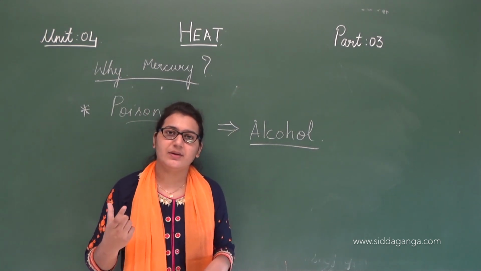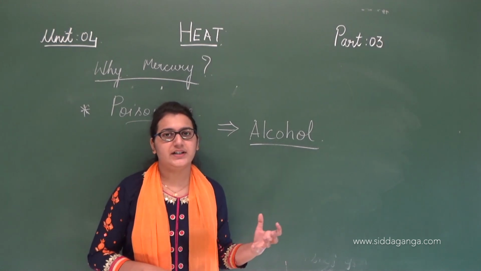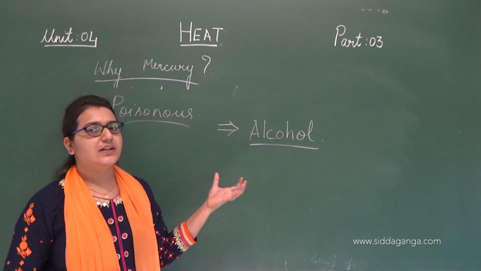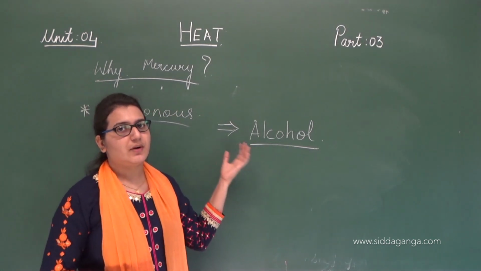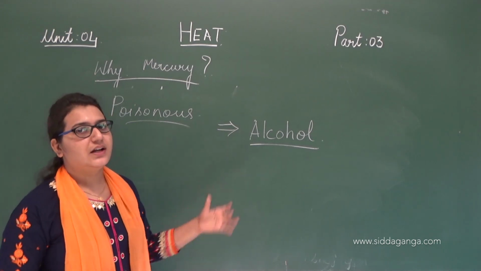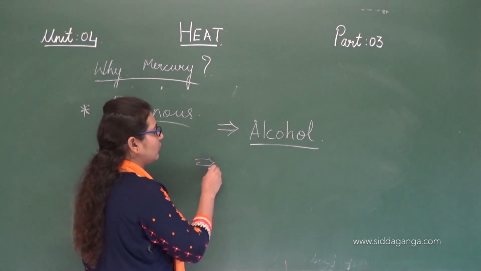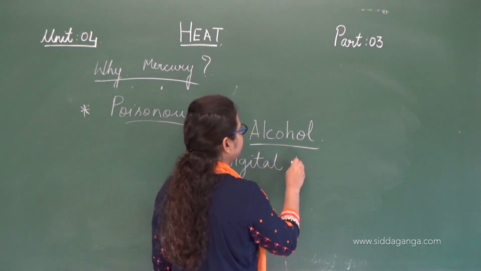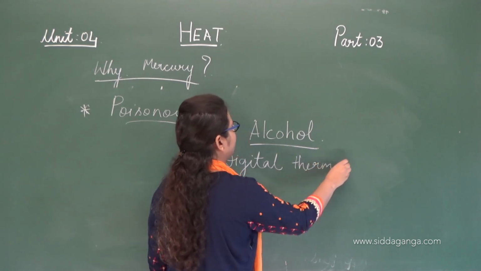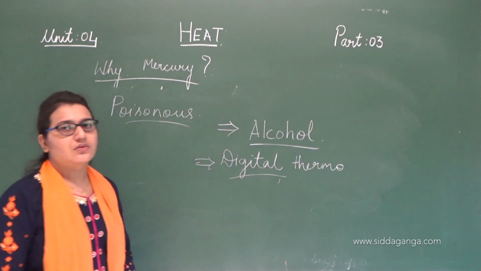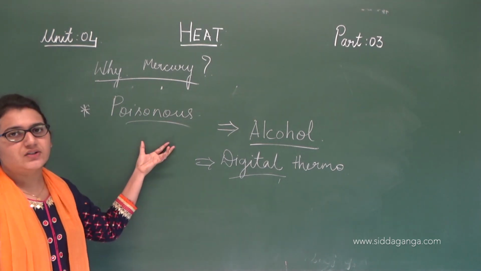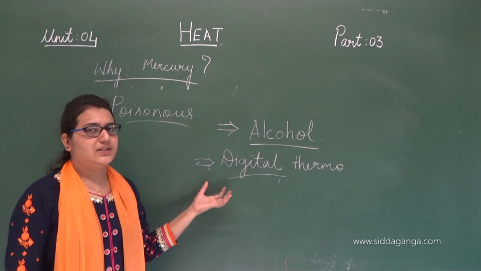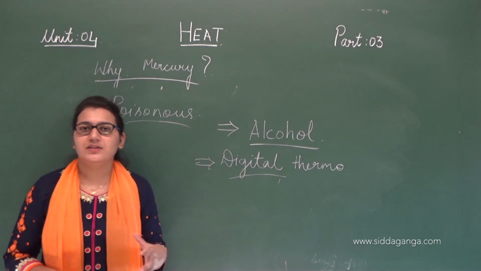When there is a slight increase in temperature, the alcohol detects it and it flows and expands. So that is why nowadays alcohol is used, apart from mercury, since mercury is very poisonous and dangerous. And again, digital thermometers are in use, which do not use any liquid. So to overcome this disadvantage of mercury, we use either alcohol instead of mercury, or digital thermometers.